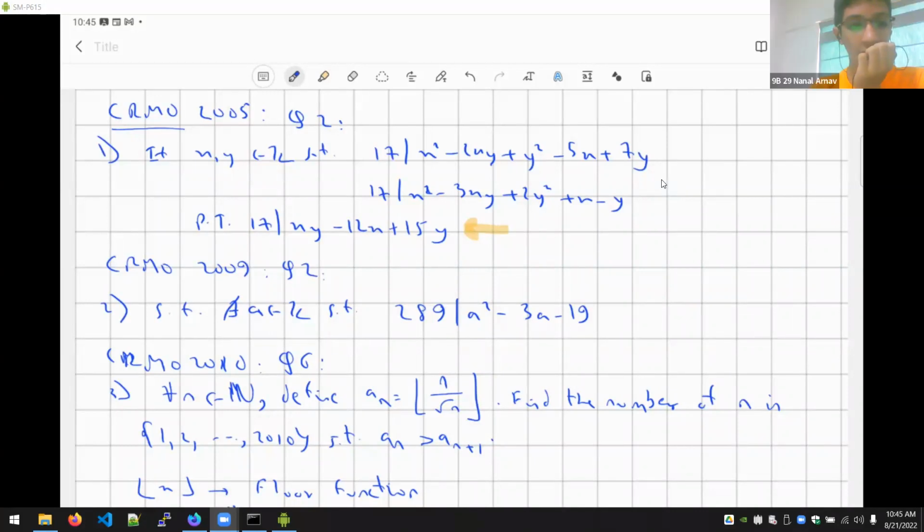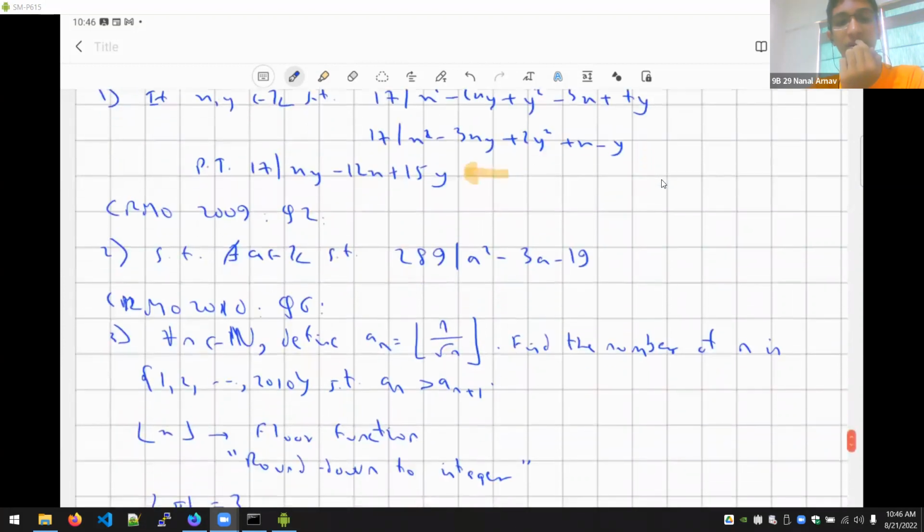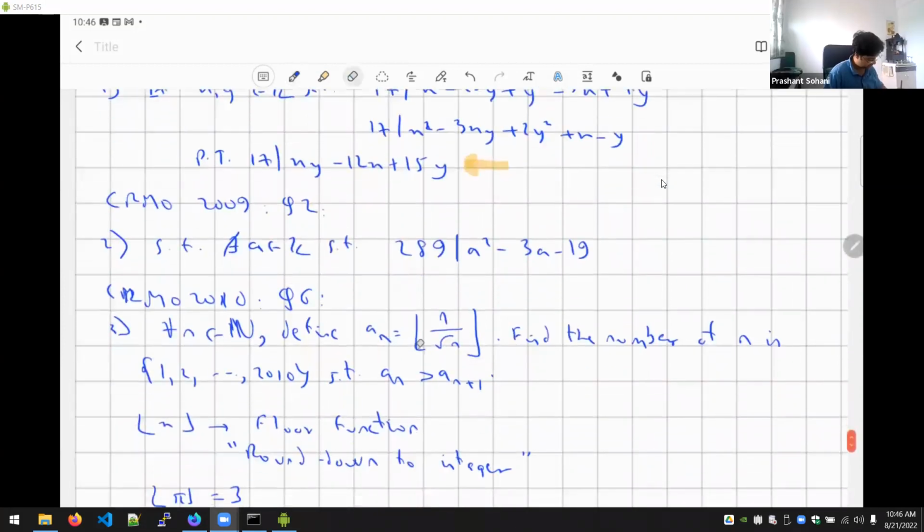Sir, in third question, won't that n by root n always be root n only, like floor of root n? Oh, sorry. It is one more down. So it is floor of floor. So n divided by the floor of square root n, and you take the floor of the whole thing once more.